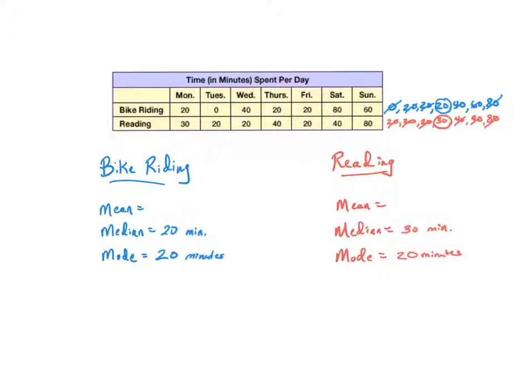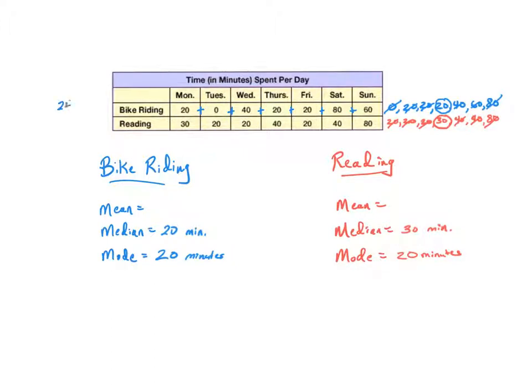Lastly, for the mean, I want to combine all of the number of minutes for bike riding and then average them out among the 7 days, level them out among the 7 days, and then do the same thing for reading. When I add these up, I have 20 plus nothing, that's 20, plus 40 more is 60, plus 20 more is 80, 20 more is 100, 80 more is 180, and then 60 more is 240 total minutes.